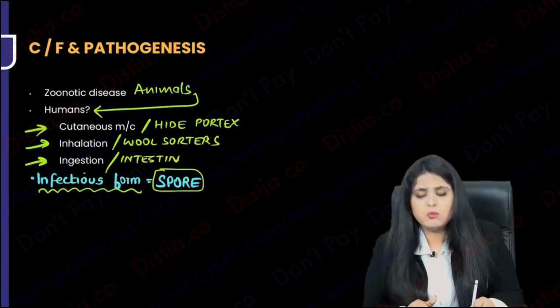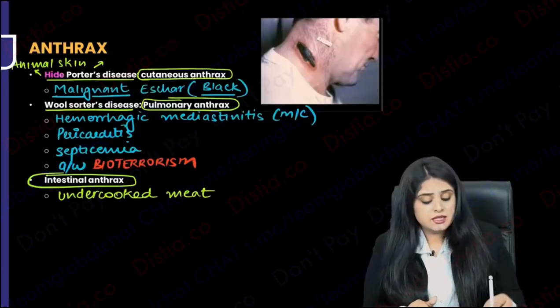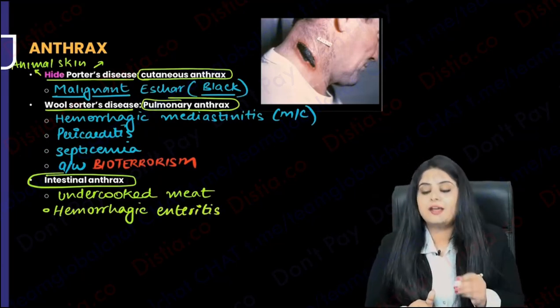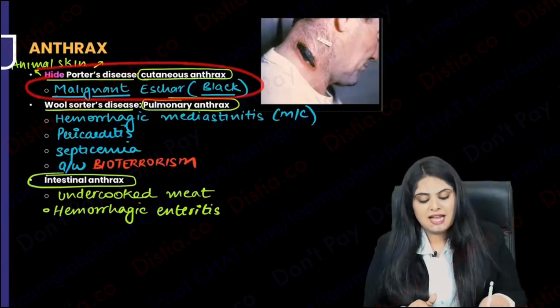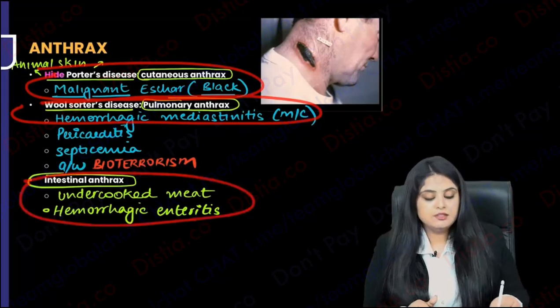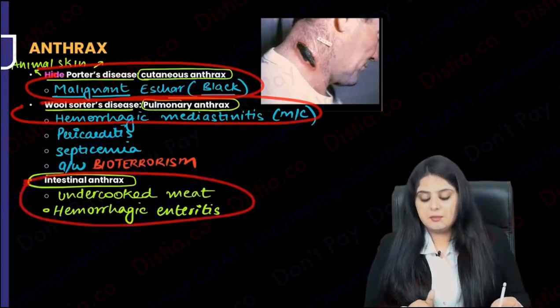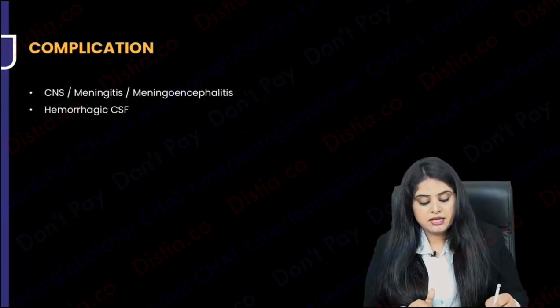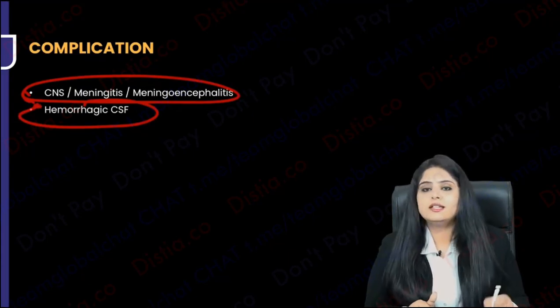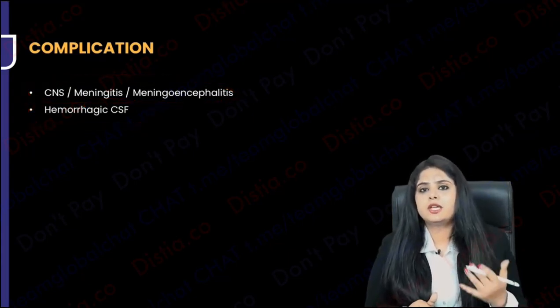So you forgot to tell me what happens in the intestine. Diarrhea, vomiting, okay. But in the intestine, there is going to be hemorrhagic enteritis. And ultimately I realize everywhere hemorrhage is happening. In the skin also something black hemorrhagic is happening. In the pulmonary system also hemorrhagic mediastinitis is happening. In the intestine also hemorrhagic enteritis is happening. And if this ends up getting complicated, then the brain will get affected and the CSF will also get hemorrhagic. Got it? Everything about it is going to be hemorrhagic.